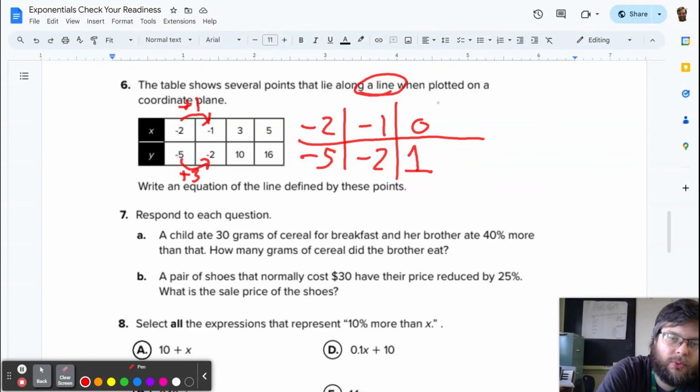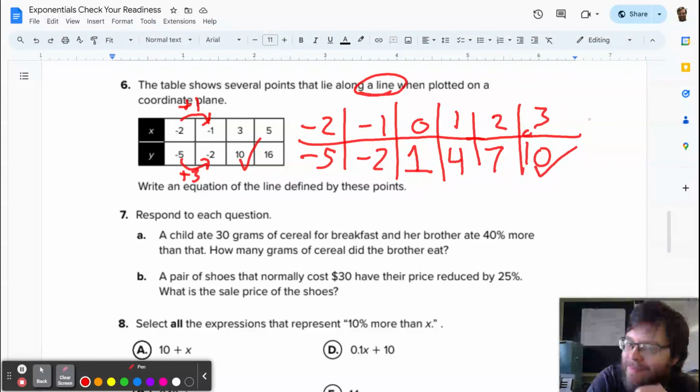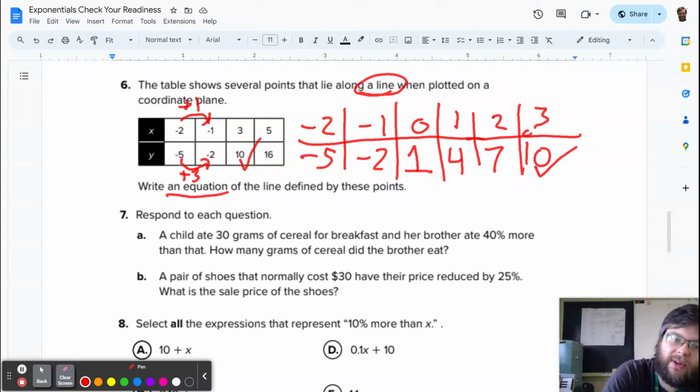-2 plus 3 is 1. So if I go up 1 in the x, I go +3 in the y. Up 1 in the x, +3 in the y. Up 1 in the x, +3 in the y. And it's really good that I landed on 10 because I was just double checking that I found the right pattern. But the question actually asked us to write an equation.